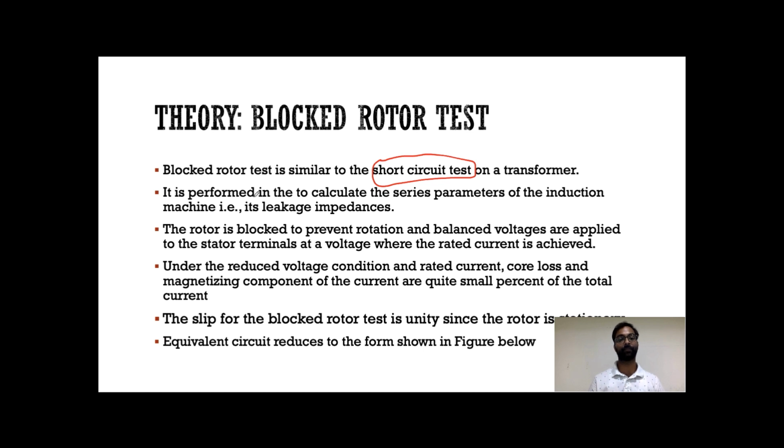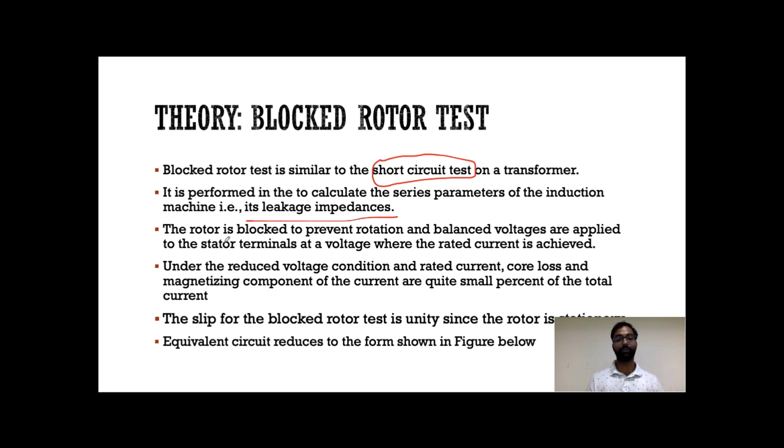As we can see, it is performed to calculate the series parameters of the induction machine, that is its leakage impedance. Open circuit test is used to find the shunt branch parameters, but the blocked rotor test is used to calculate the series branch parameters, that is its leakage impedances. How it is done, we will see with the help of the circuit diagram.